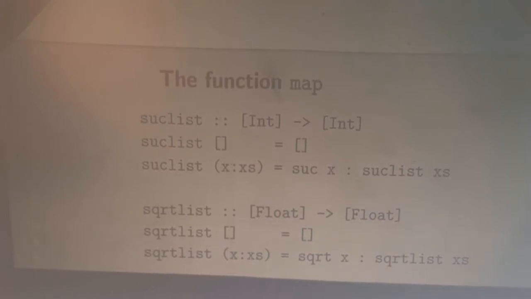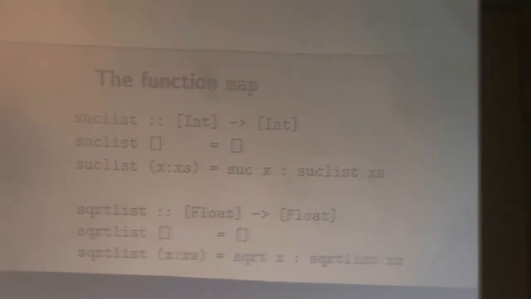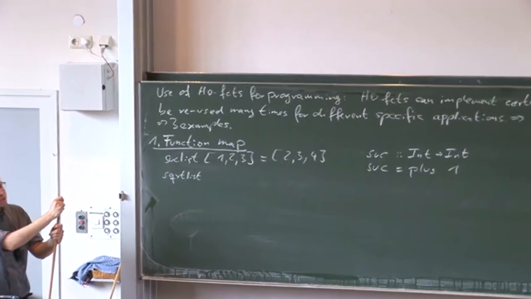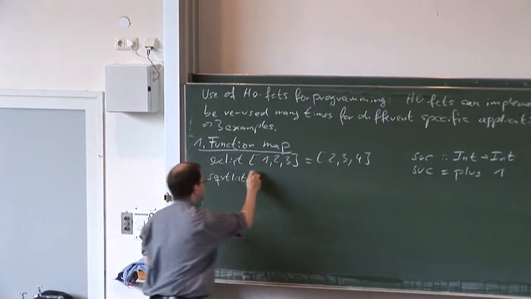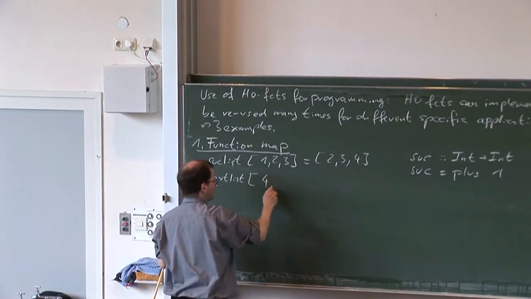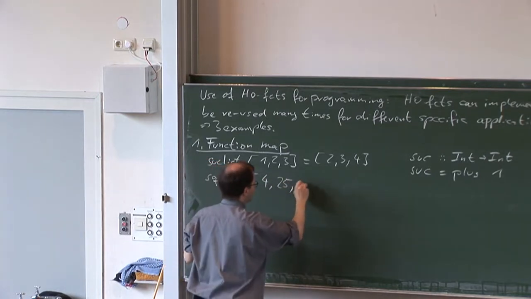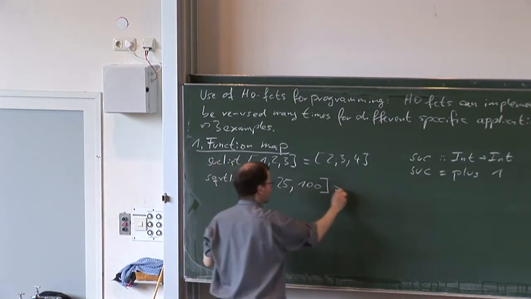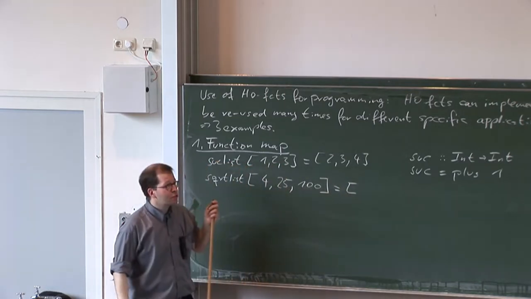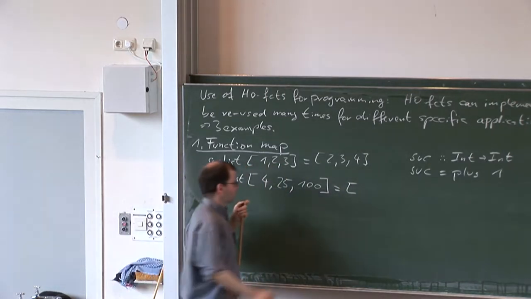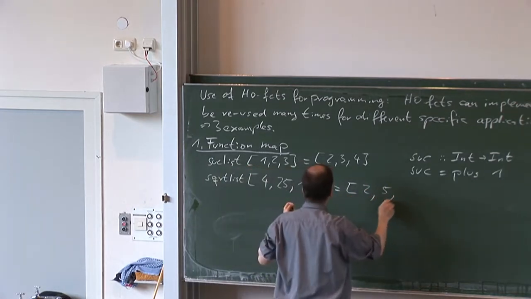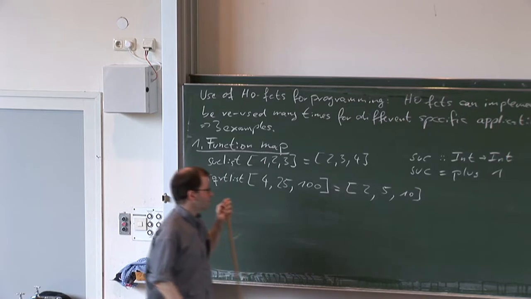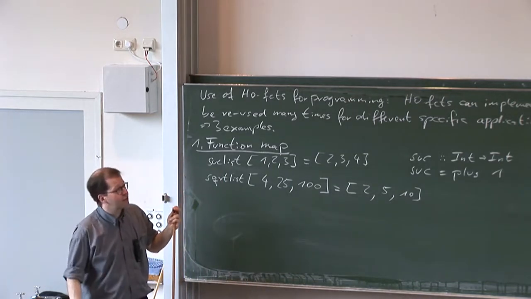Now the next function, square root list, does something completely different. So square root list does not operate on lists of integers, but lists of floating point numbers. And it does not increase the numbers, but it computes the square root. So suppose you have something like 4 and 25 and 100. Then it will give you back the list which computes the square roots of these elements. So the square root of 4 is 2, of 25 is 5, and of 100 is 10. Square root is predefined in Haskell.